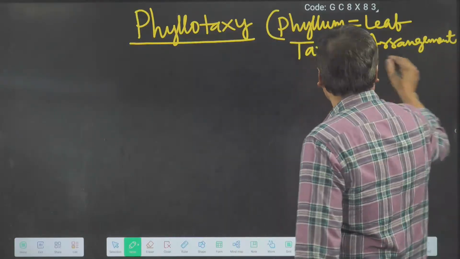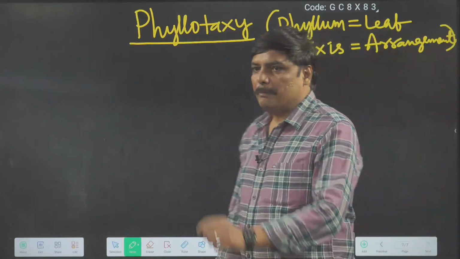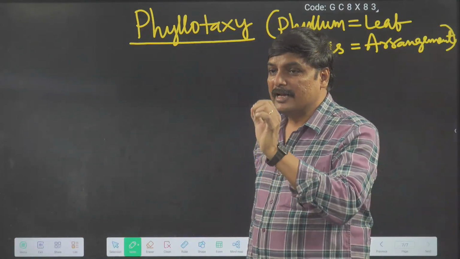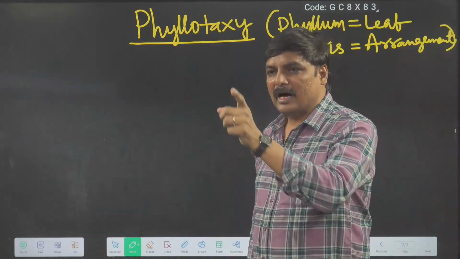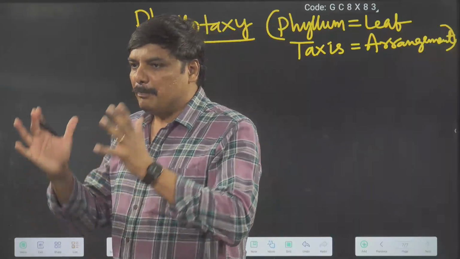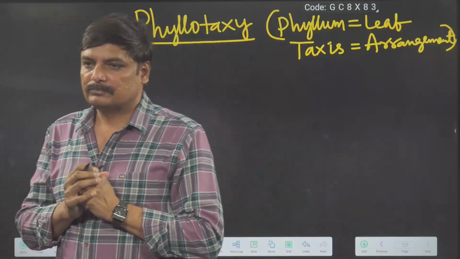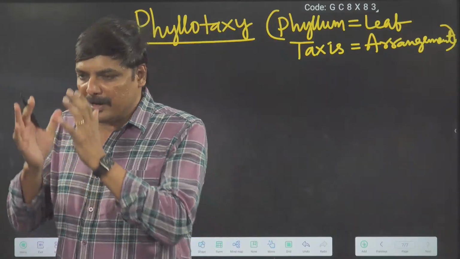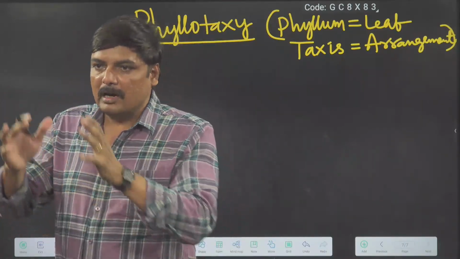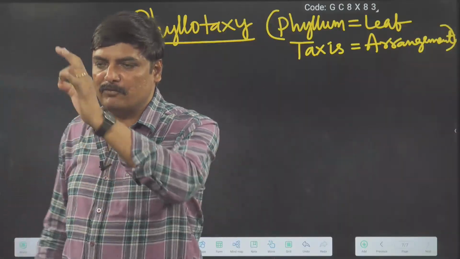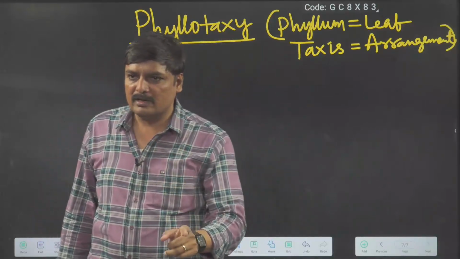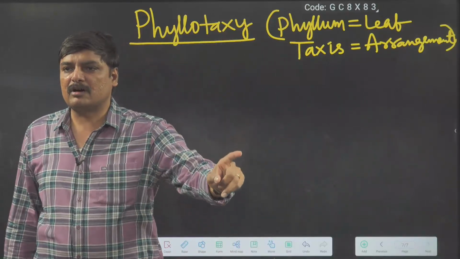The pattern of arrangement of leaves on the stem and branches is called phyllotaxy. The pattern of arrangement of leaves on the stem, on the branches, is known as phyllotaxy. Phylum means leaf. Taxis means arrangement. Simply you can say arrangement of leaves is called phyllotaxy.